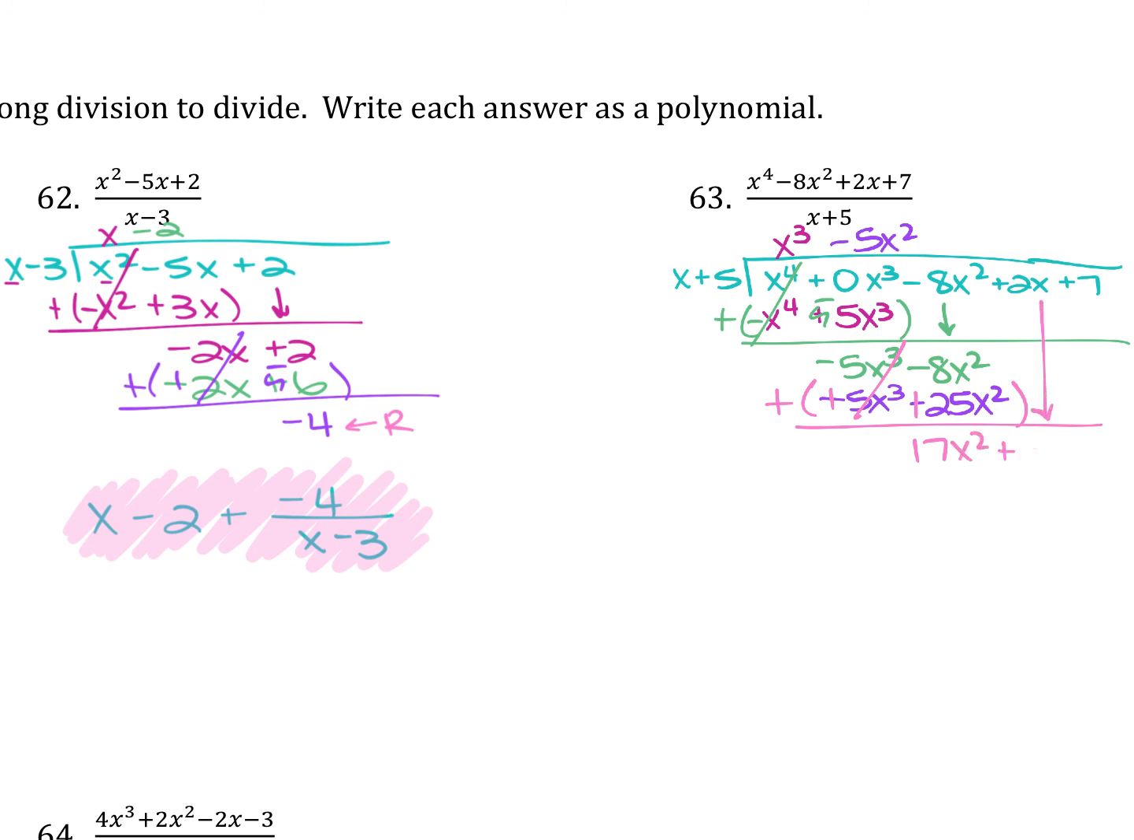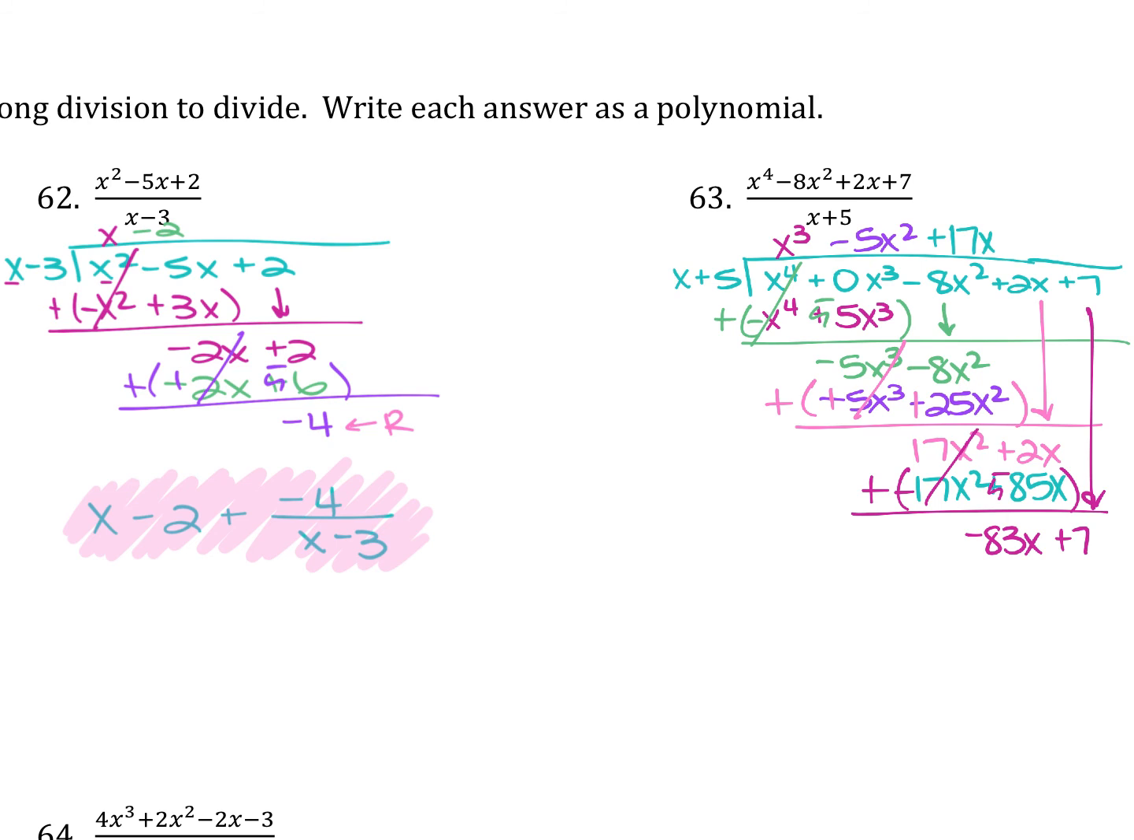We drop down the 2x. We then ask ourselves, x times what is 17x squared? That's going to be 17x. So 17x times x is 17x squared. 17x times 5 gives us 85x. So we are going to subtract these, or again, add the opposites. So this is leaving us with a -83x. We drop down the 7.